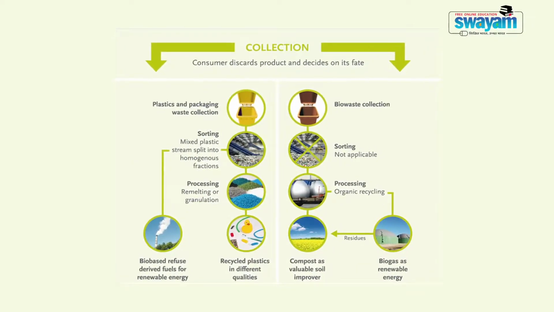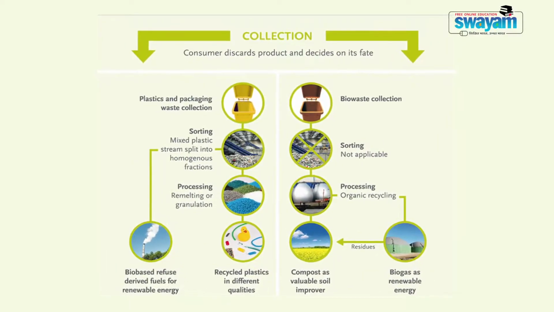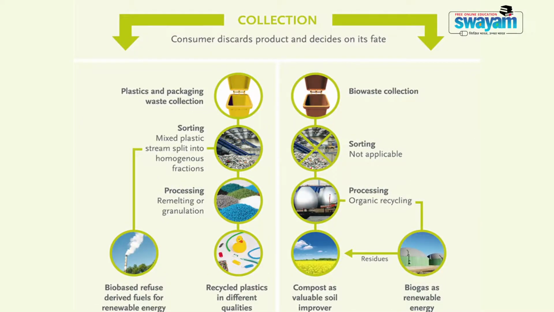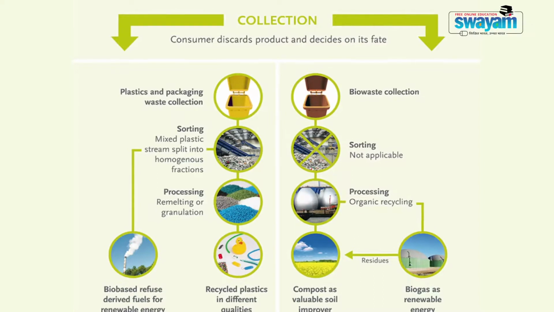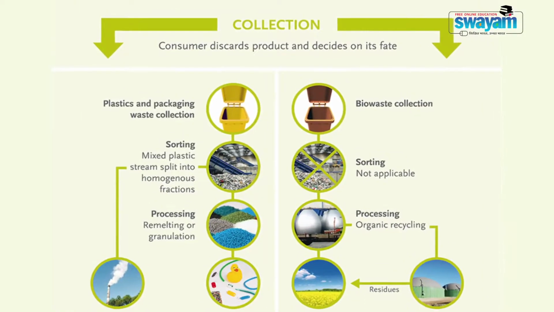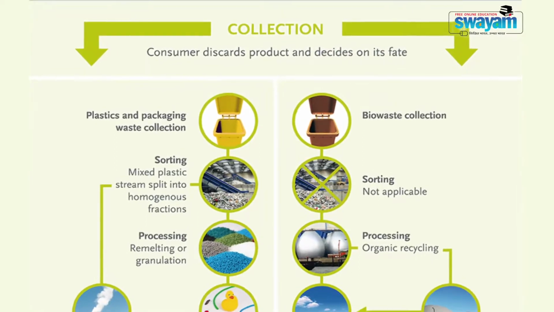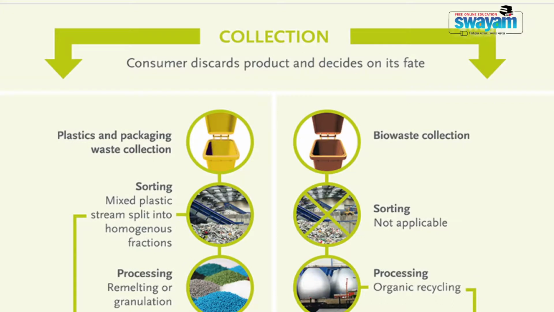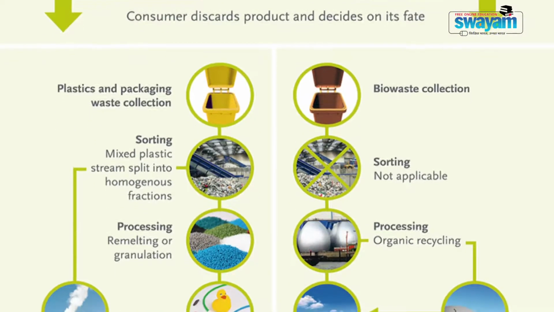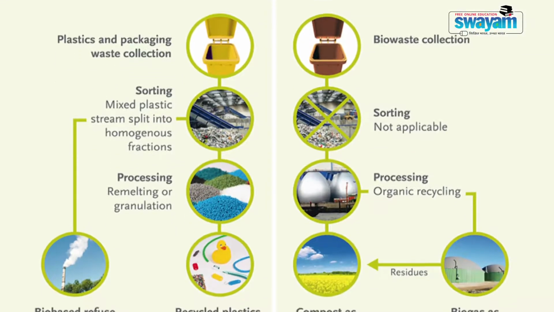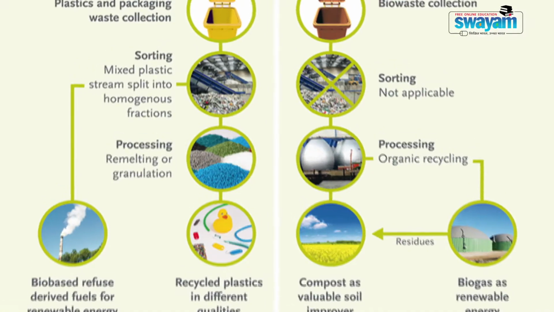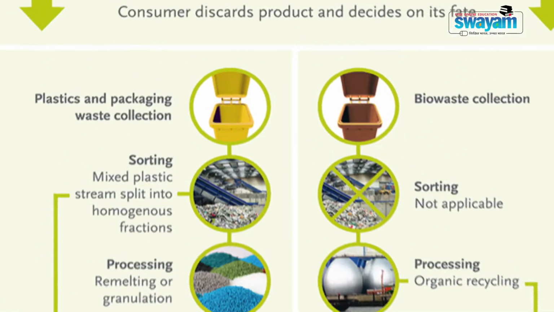So when we talk of waste recycling, the first step which we must prefer is the collection of waste from homes, industries, etc. During the collection we must divide it into 2 forms. One is bio waste collection, another is plastic and packaging waste collection. For bio waste collection, only a very small amount of sorting is required, because the whole of the waste can go for organic recycling.